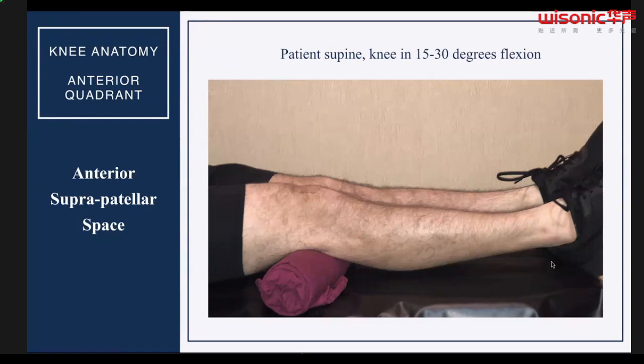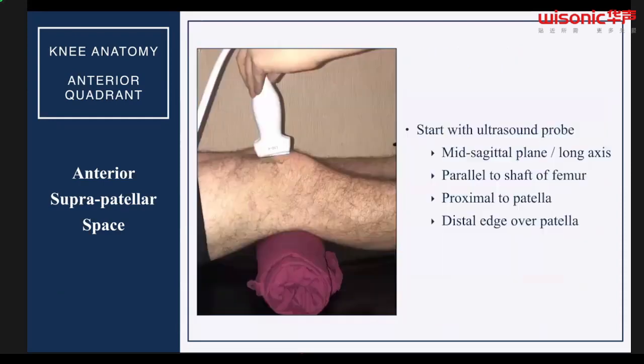And by having them in this position, it's going to put some tension on the extensor mechanism of the knee, and you're going to help limit the anisotropy of the ultrasound, which is just that angle artifact. If you have the ultrasound probe at the wrong angle, that's going to cause a little bit of anisotropy, and you might not get the image that you actually want. So this is why you put it in a little bit of slight flexion.